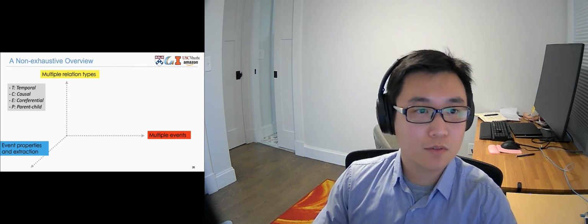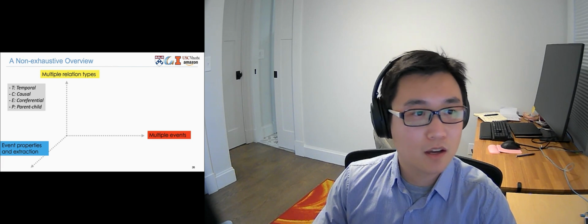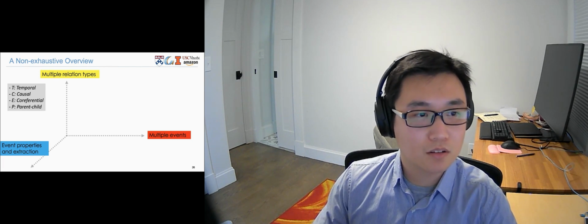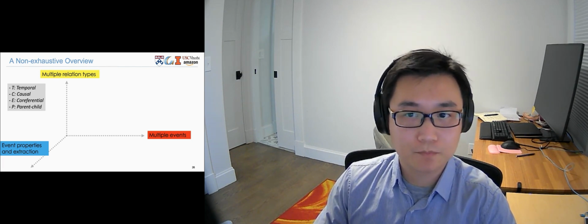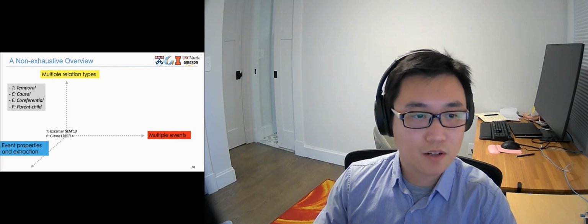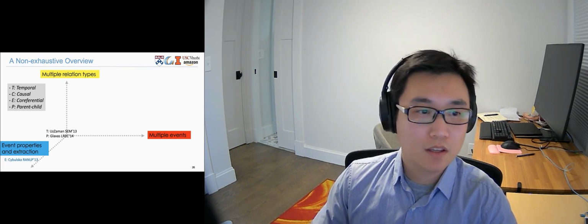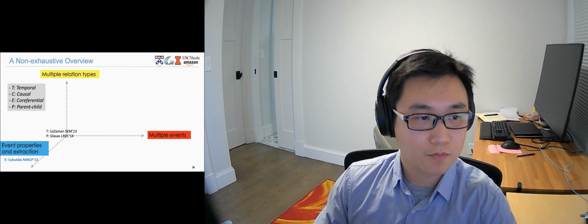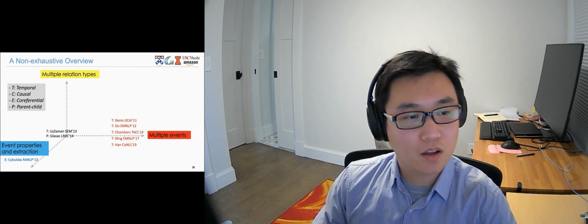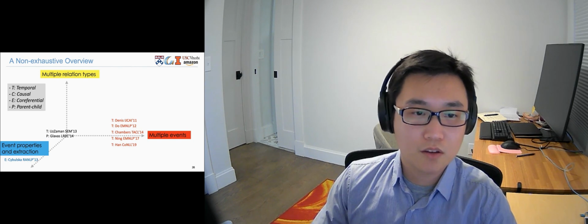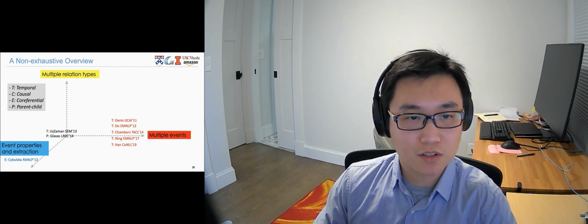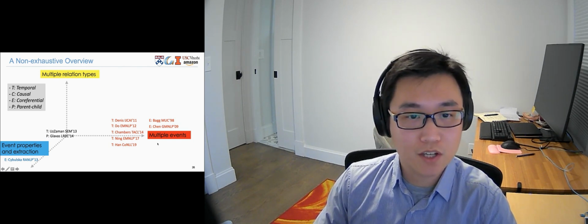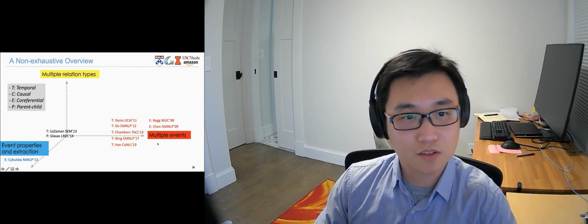This is a non-exhaustive overview of all existing works. And I'm also using T, C, E, P to represent temporal, causal, coreferential, and parent-child. In the early days, there are works that are very basic. And later on, people are moving forward along different dimensions of these things. For instance, work along event properties, and also work on temporal relationship extraction by considering multiple events, and also on coreference relationship extraction by considering multiple events, and so on and so forth.